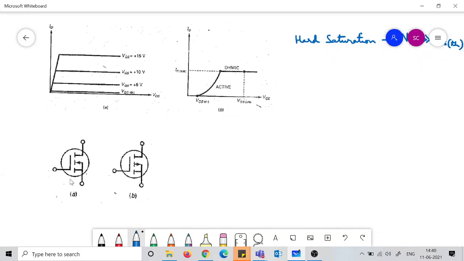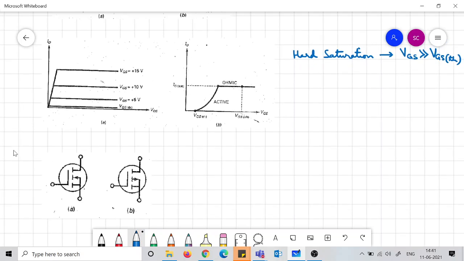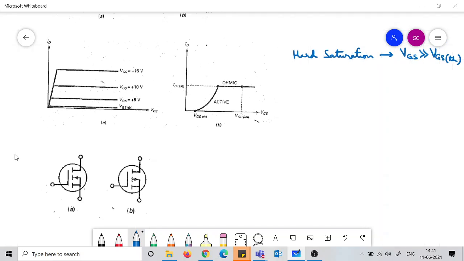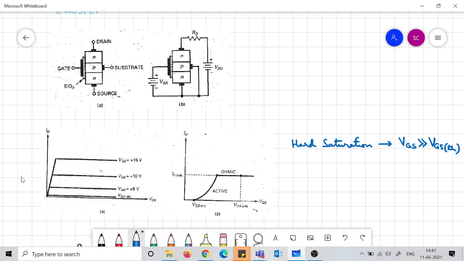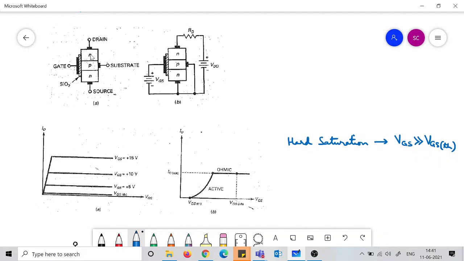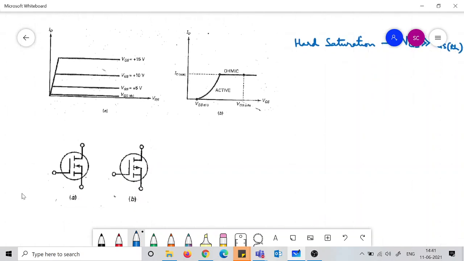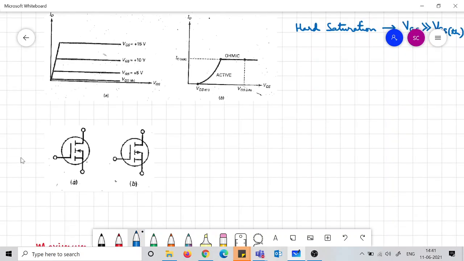These are the symbols. Just note the symbols here. These symbols are for either NPN or PNP, so both types can be there. So this is NPN and this is PNP. These are the symbols.